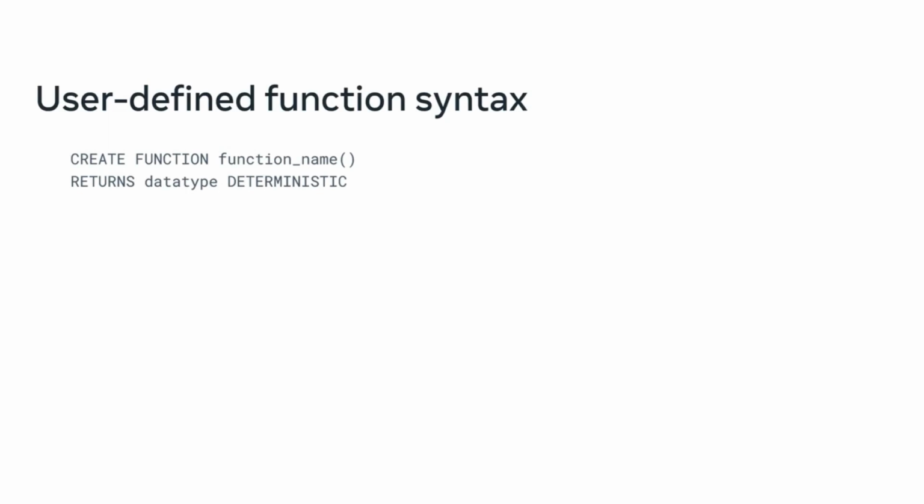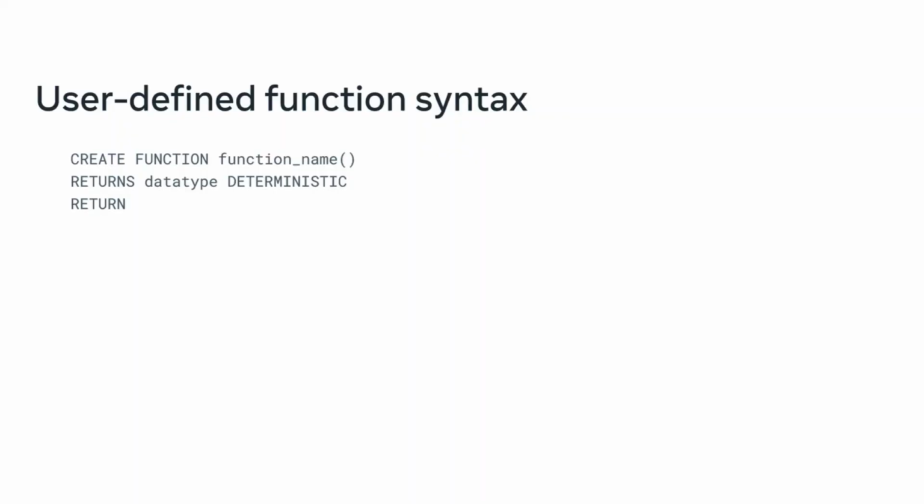Next, specify the return data type, followed by the keyword deterministic. Deterministic means that the function always returns the same result for the same input parameters. For example, if a sum function is defined as deterministic, then it always returns the same result for the numbers it adds together. Finally, you can implement the logic with a return keyword.